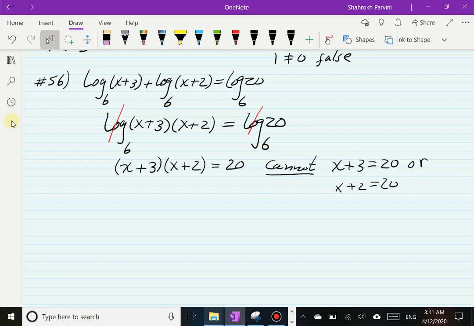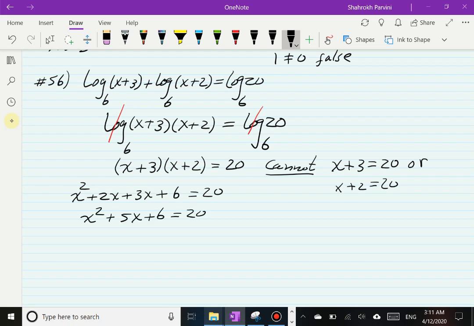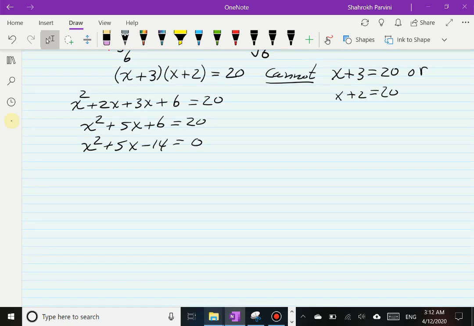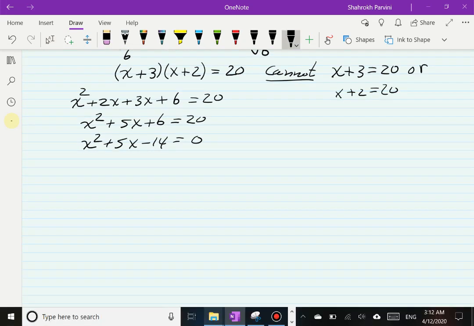So what do I need to do? I need to actually FOIL these out, right? So I'm going to go x squared plus 2x plus 3x plus 6 equals 20. Combine like terms, and then subtract 20 from both sides. And now we've got our quadratic equation. And this quadratic equation actually turns out to be factorable. So the factored form is going to be x minus 2 times x plus 7 equals 0.